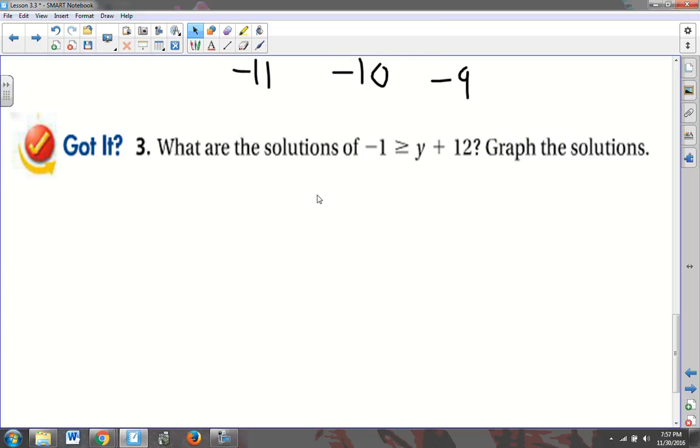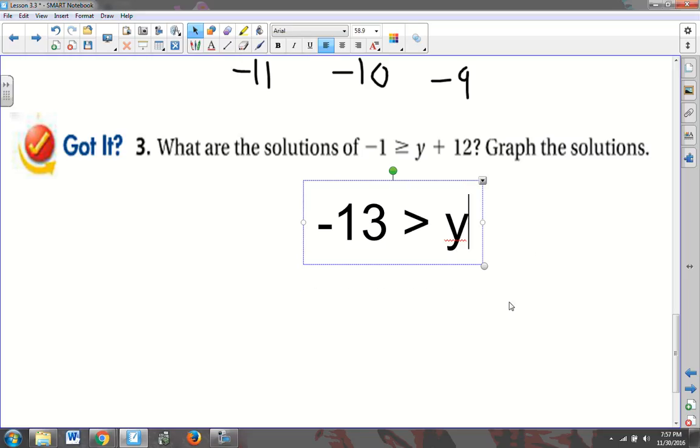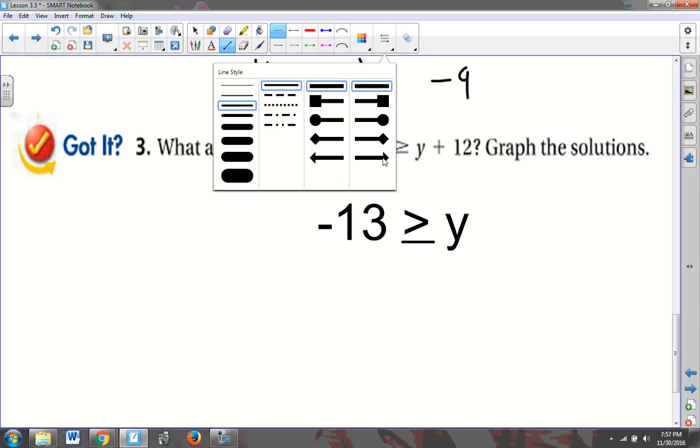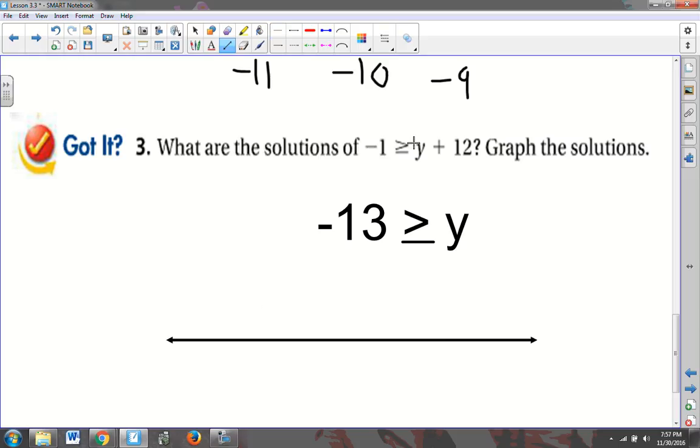All right, we should end up with the inequality negative 13 is greater than or equal to y. So I will put in my equal to line there, and now graph this on a number line. My boundary point is now negative 13. Again, because I'm in the negatives, up 1 is going to be negative 12, down 1 is going to be negative 14.